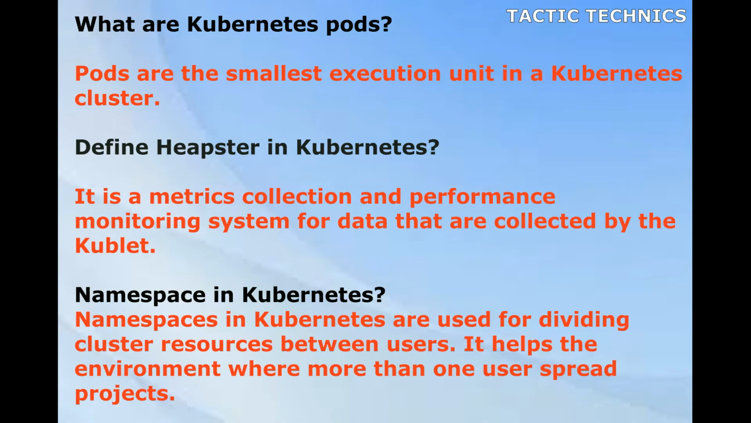What are Kubernetes pods? Pods are the smallest execution unit in a Kubernetes cluster. Define Heapster in Kubernetes. It is a metrics collection and performance monitoring system for data that are collected by the kubelet. Namespace in Kubernetes. Namespaces in Kubernetes are used for dividing cluster resources between users. It helps in environments where more than one user spreads projects.